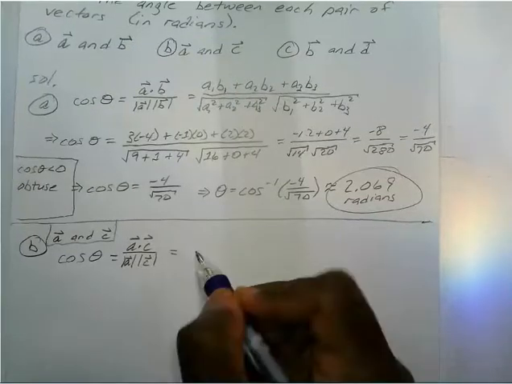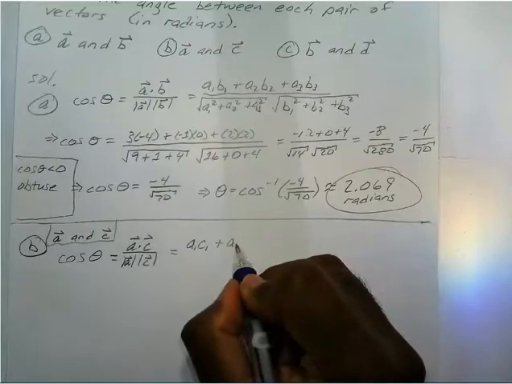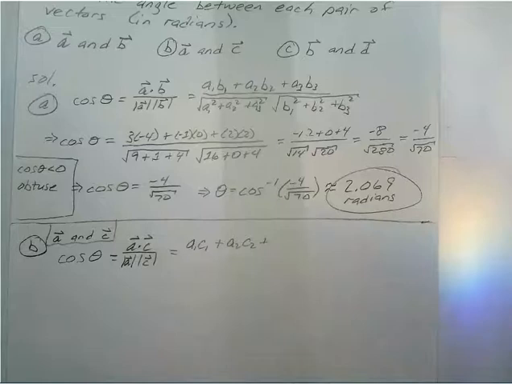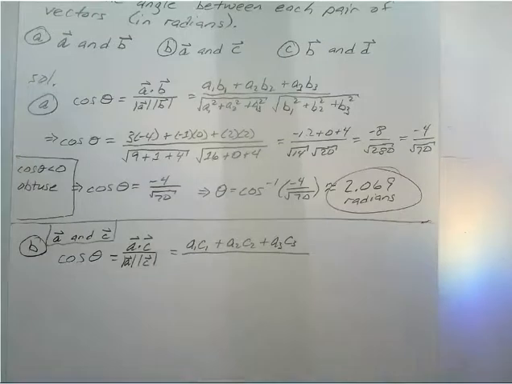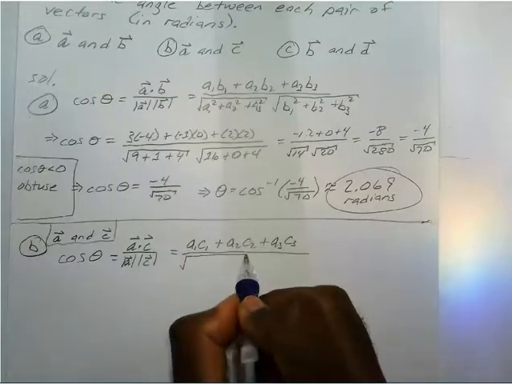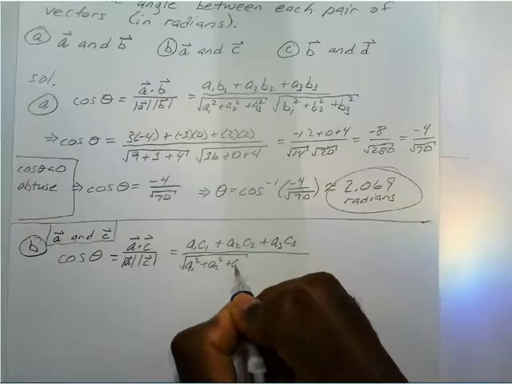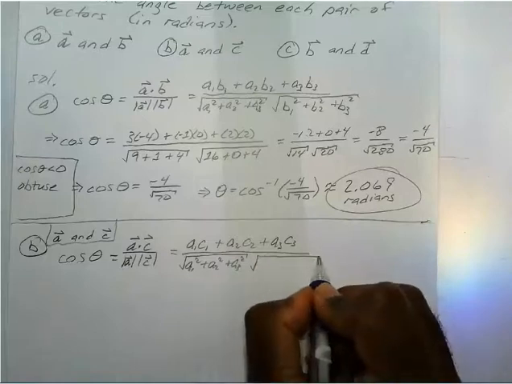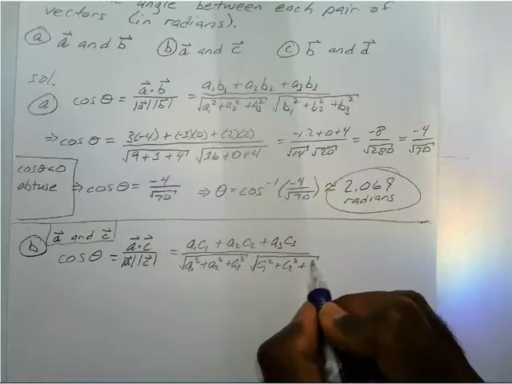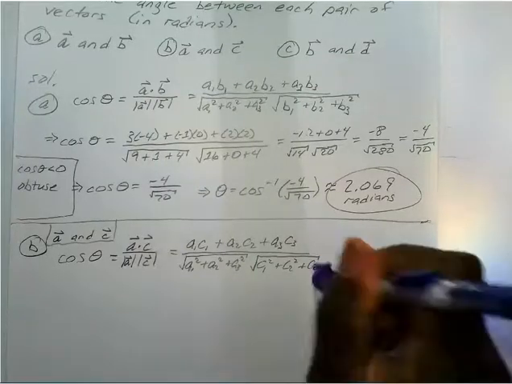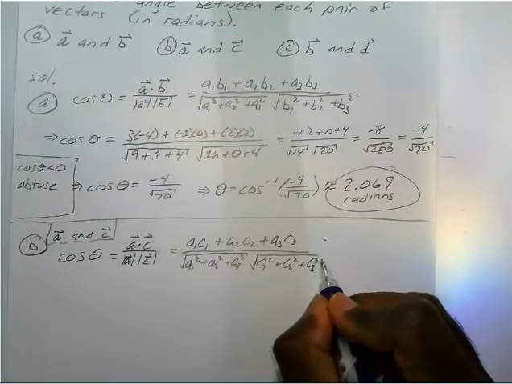Okay, so that's going to equal the first component of A times the first component of C plus the second component of A times the second component of C plus the third component of A times the third component of C, all over the magnitude of the A vector, the first component squared plus the second component squared plus the third component squared, times the magnitude of the C vector, the first component squared plus second component squared plus third component squared. Little error there. There we go.